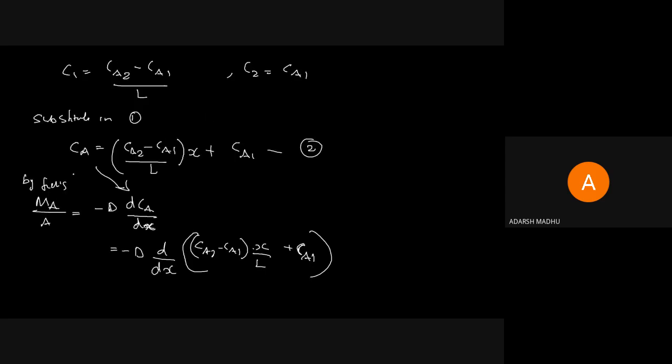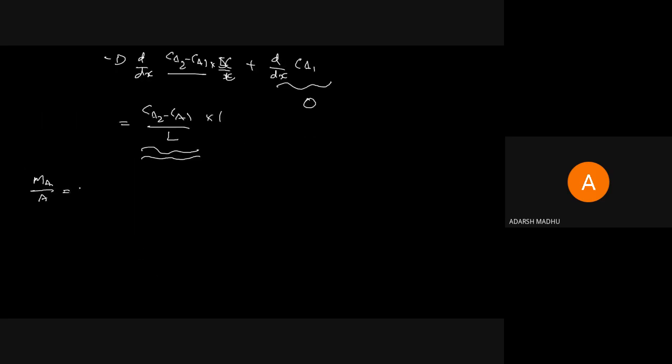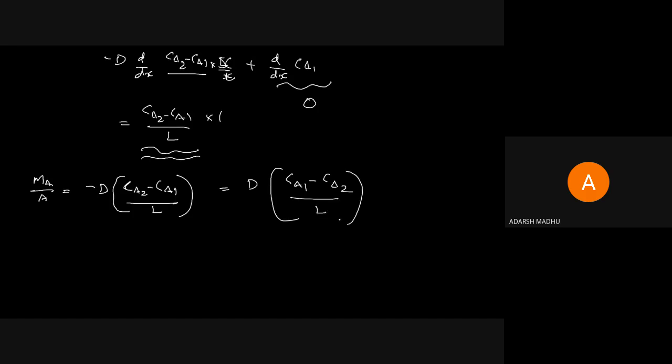So the total equation becomes MA by A equals minus D into CA2 minus CA1 divided by L. If we cancel the negative sign, we can write CA1 minus CA2 divided by L, just by changing the order of the values. This is our final equation: MA by A equals CA1 minus CA2 divided by L. Otherwise we can write this as CA1 minus CA2 divided by L by D, taking D to the denominator. This is the final equation for the plane wall.